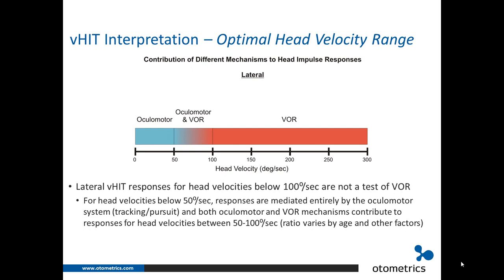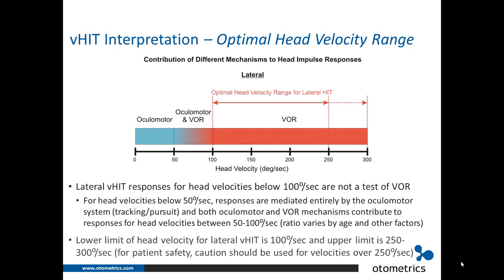For lateral vHIT, the responses for head velocities below 50 degrees per second are mediated entirely by the oculomotor system, mainly the tracking, also known as the pursuit mechanism. For head velocities between 50 to 100 degrees per second, both oculomotor and VOR mechanisms contribute to the responses. The ratio depends on the patient's age and other factors. So in order to test the VOR, the minimum acceptable head velocity is about 100 degrees per second.